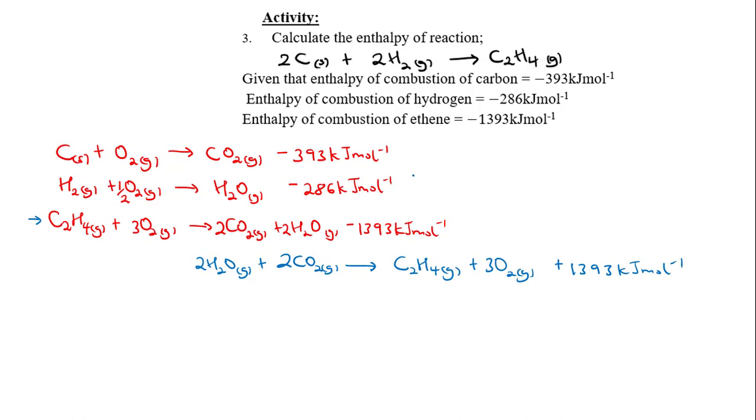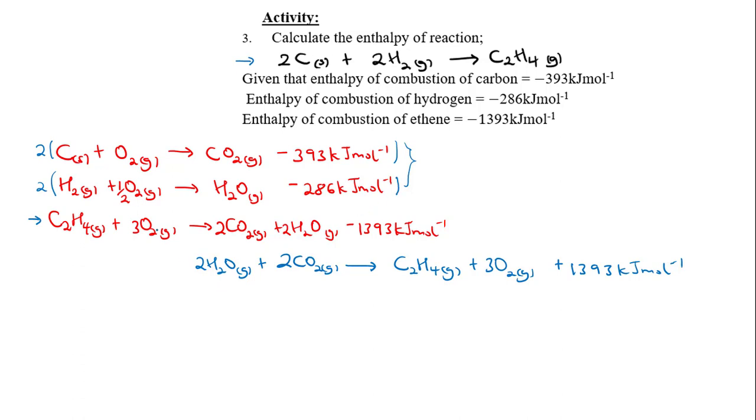So now we are going to play around with these first two equations to ensure that we can manipulate them together with this third one and obtain this equation here. So how are we going to do that? As we can see, we need 2 water molecules, we need 2 carbon dioxide molecules. So we are going to multiply each of these by 2 so that we get 2 molecules of carbon dioxide and also 2 molecules of water.